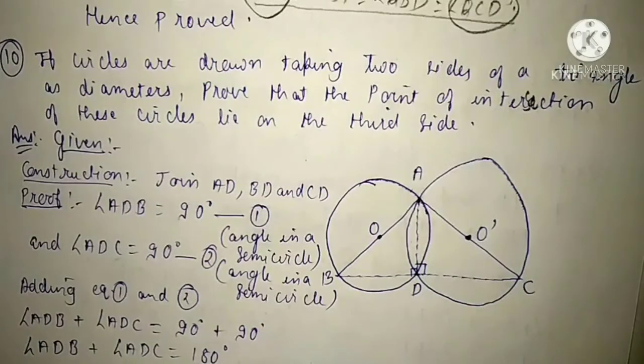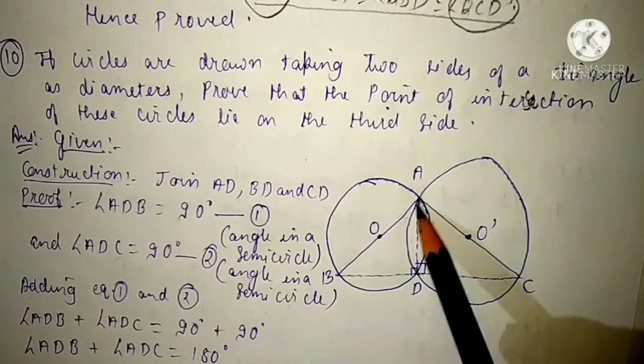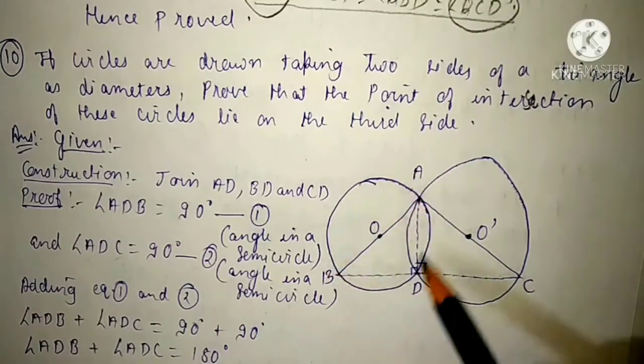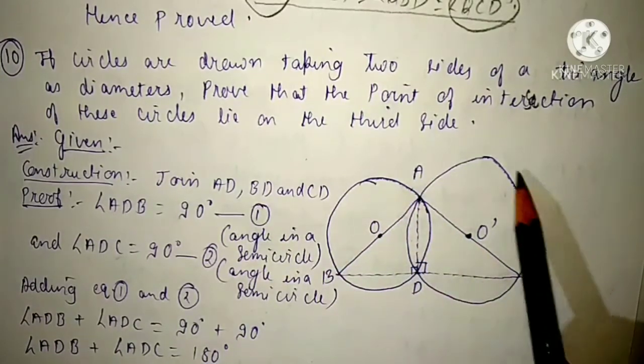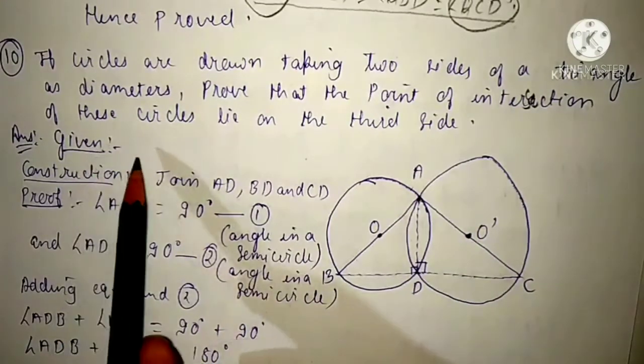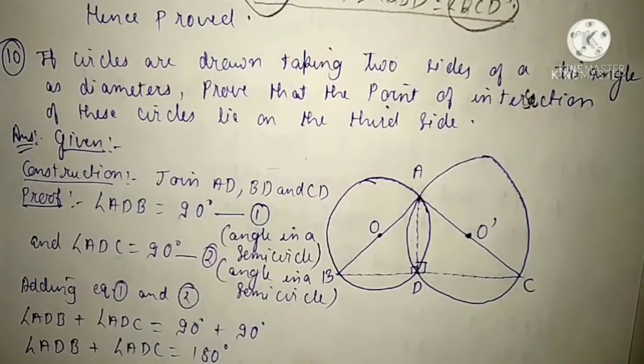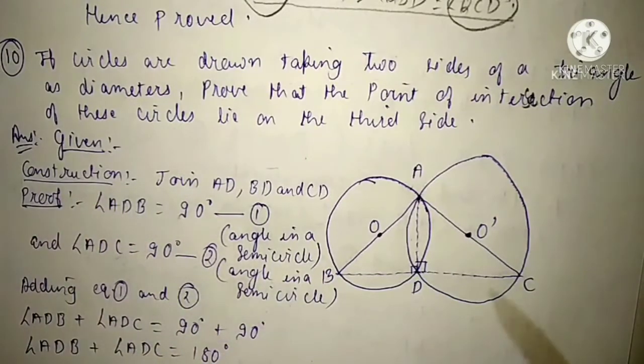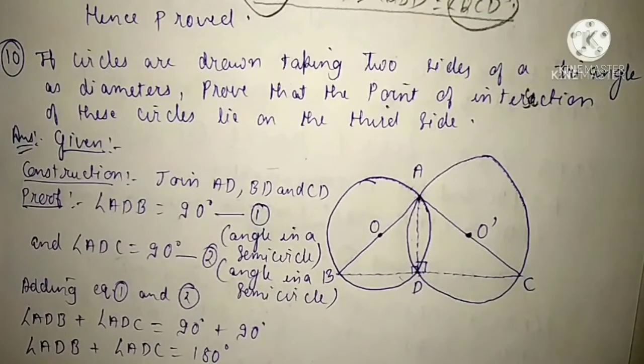Now this is a triangle. This AB is the diameter of this circle and this AC is the diameter of this circle. You have to write this in given. Then what construction did we do? We have joined AD, BD and CD. Now let's see the proof.